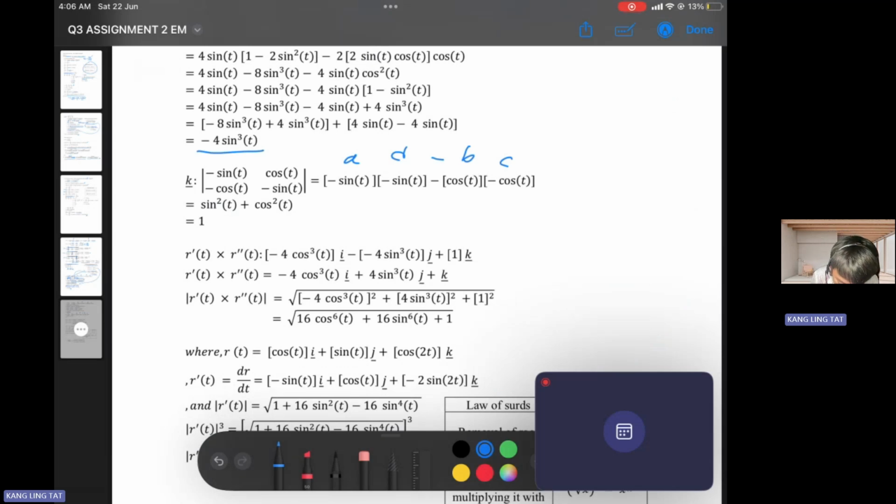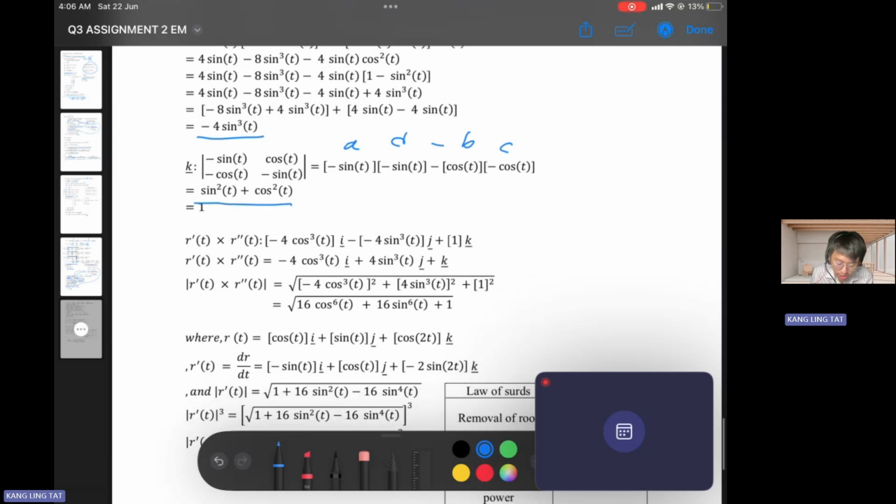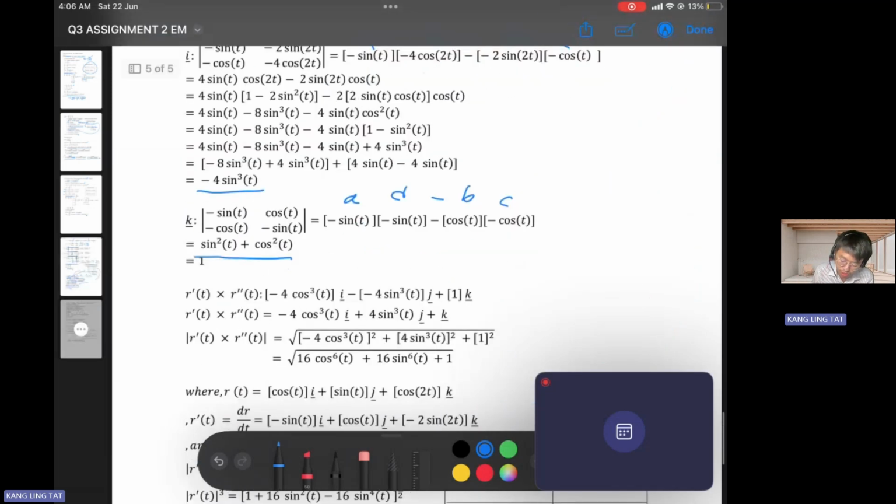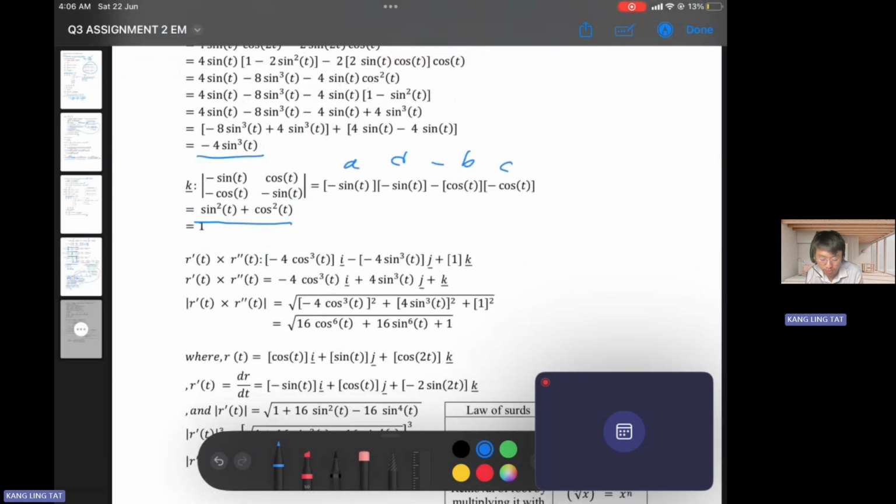Because sine square t plus cos square t can be equivalent to 1. Why? Because at the first one here it says sine square x plus cos square x equals 1. So here it will be equivalent to 1. So now we have found our product, the cross product of the first derivative of the vector function and the second derivative of the vector function.